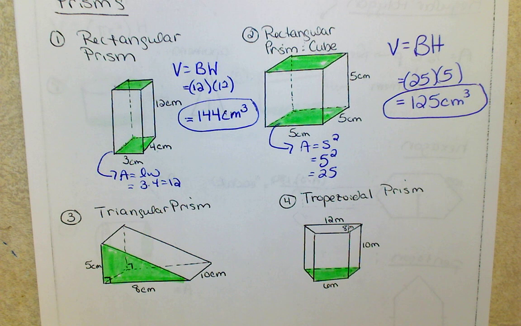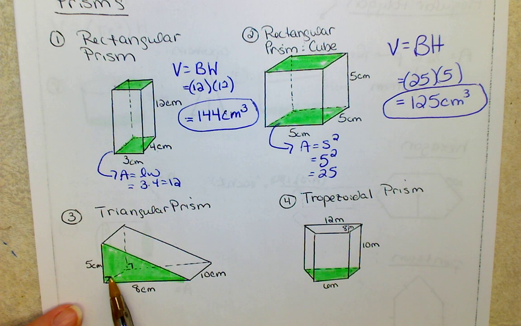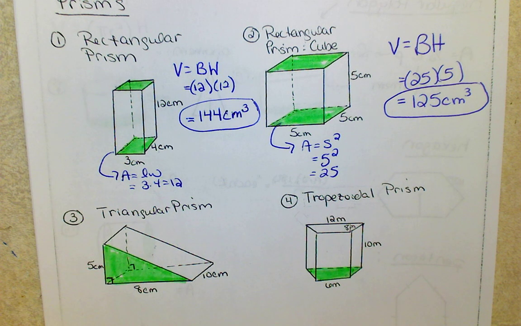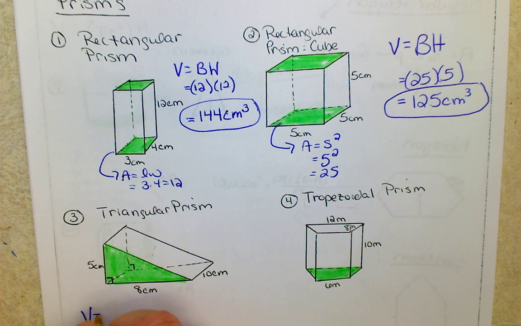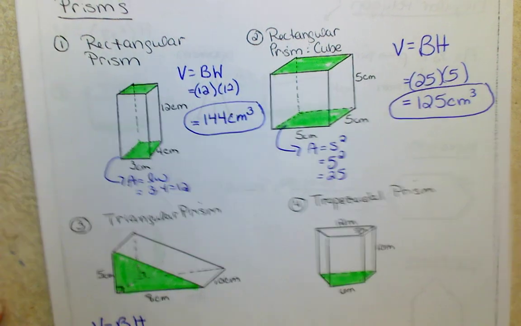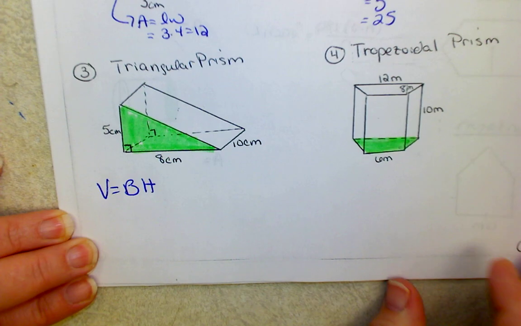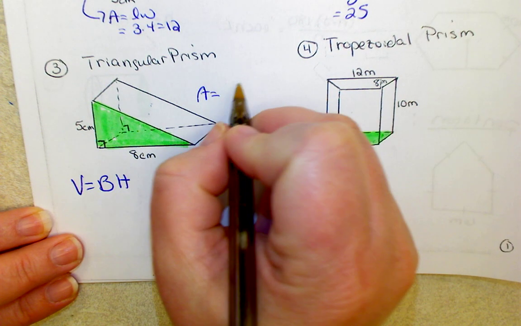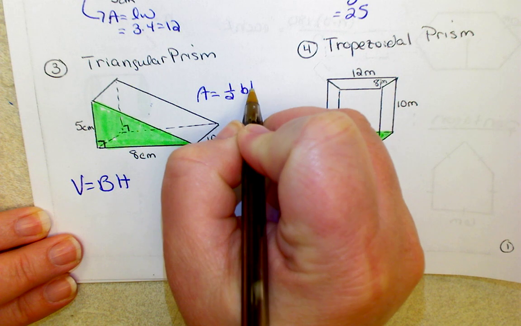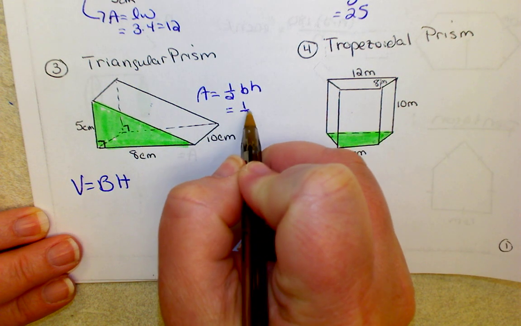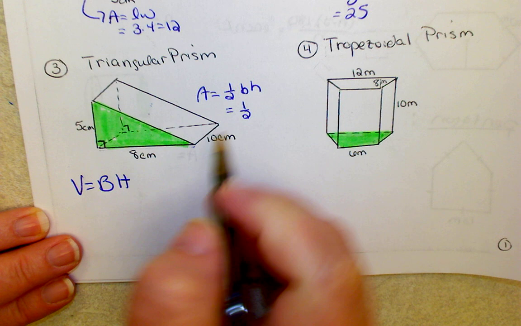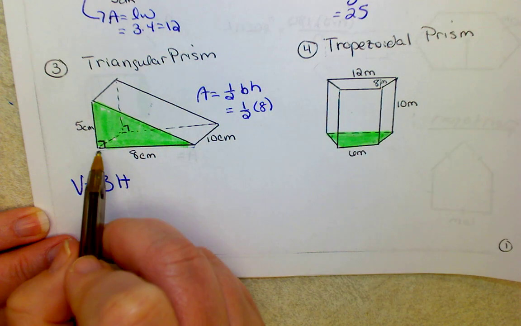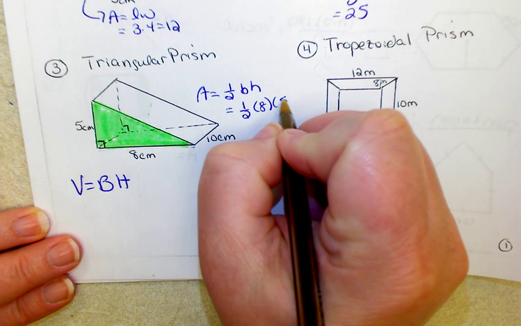All right, for number 3, we can see here that our base is a triangle because those are the two sides that are parallel. So this is called a triangular prism. All right, so again, to find the volume, we're going to say the area of the base times the height. Well, to find the area of the base, that's a triangle, so we know that it's 1/2 base times height. So we're going to say 1/2. All right, the base of our triangle is 8. The height of our triangle is 5.